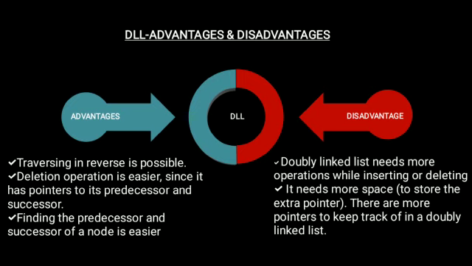Next, we see the disadvantages. First one, doubly linked list needs more operations while inserting or deleting. For example, to insert a new node after a given node in a singly linked list, we need to change two pointers. The same operation on a doubly linked list requires 4 pointer changes. So the doubly linked list needs more operations than singly linked list.